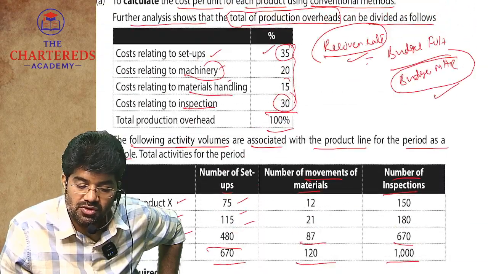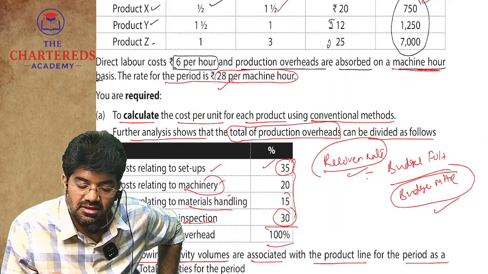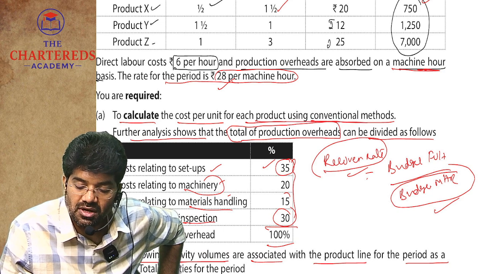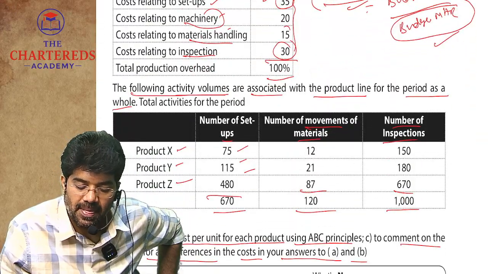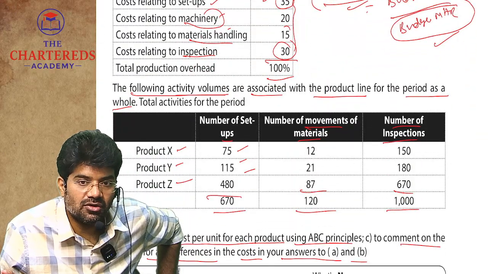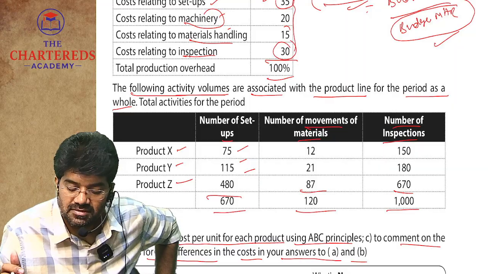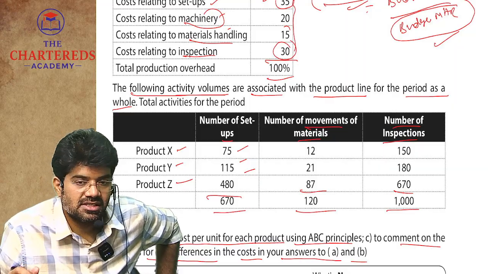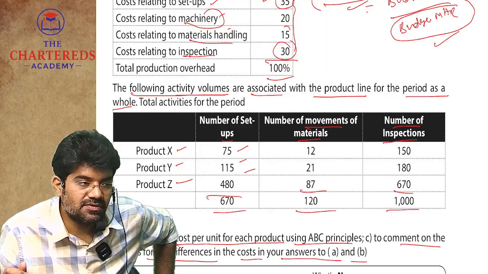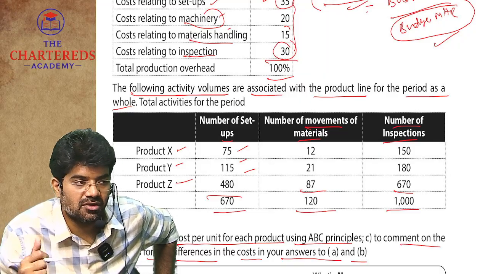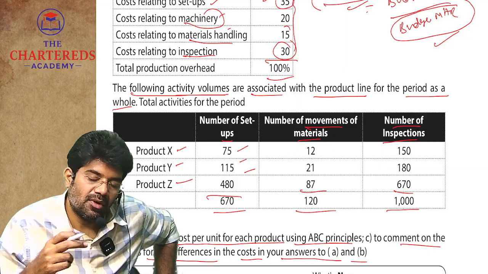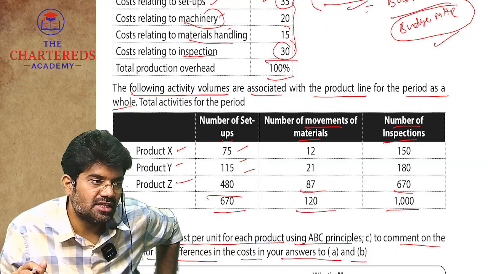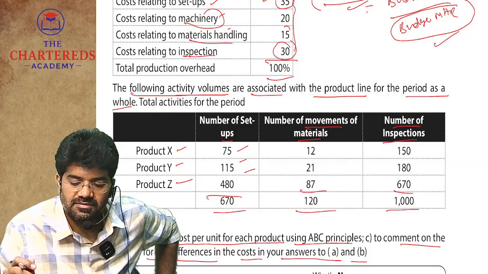Here, question A is to calculate the cost per unit using the conventional method. Then you have to calculate according to ABC. Then find out the difference. Then comment on the reasons for the difference. So why is there a difference in cost? We have to tell them. When we compare overheads, we will know why there is a difference in cost.